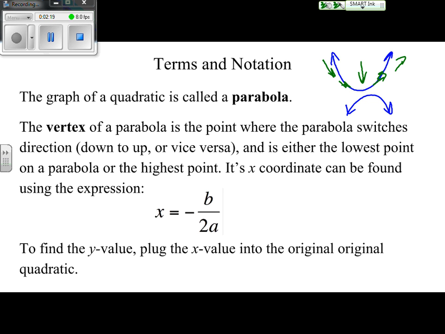We've talked about vertexes in geometry as well, and that would be like the corner of an angle. And again, the vertex is where it sort of switches direction a little bit. It'll either be the lowest point if the parabola is facing upward, like where it holds water, or it's the highest point if it's a parabola that's facing downward, like my second example over there.